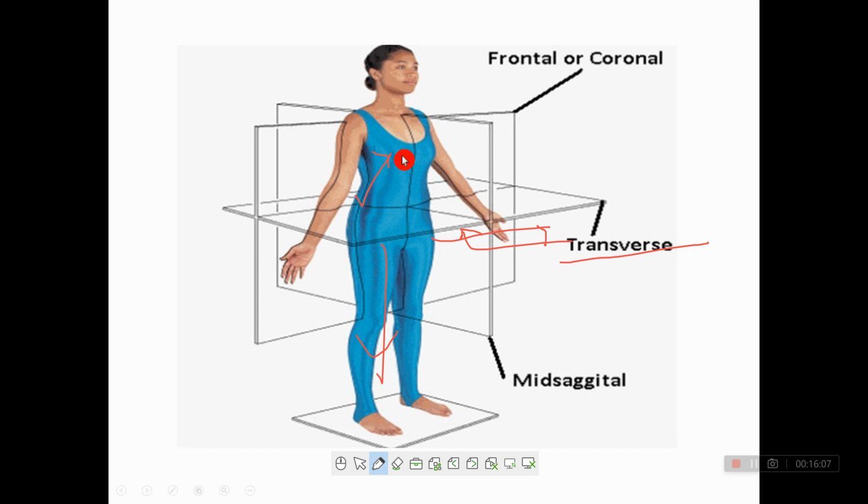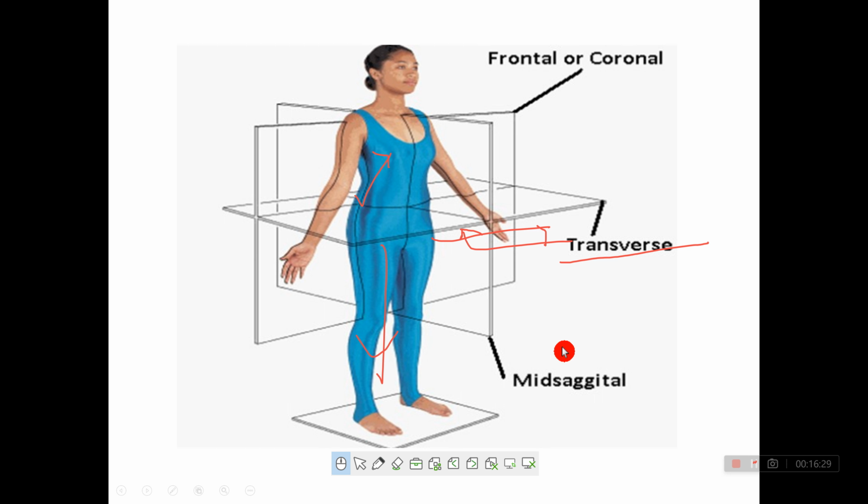Now the frontal or coronal plane. When the body is divided into equal front and back halves, it is called the coronal or frontal plane.